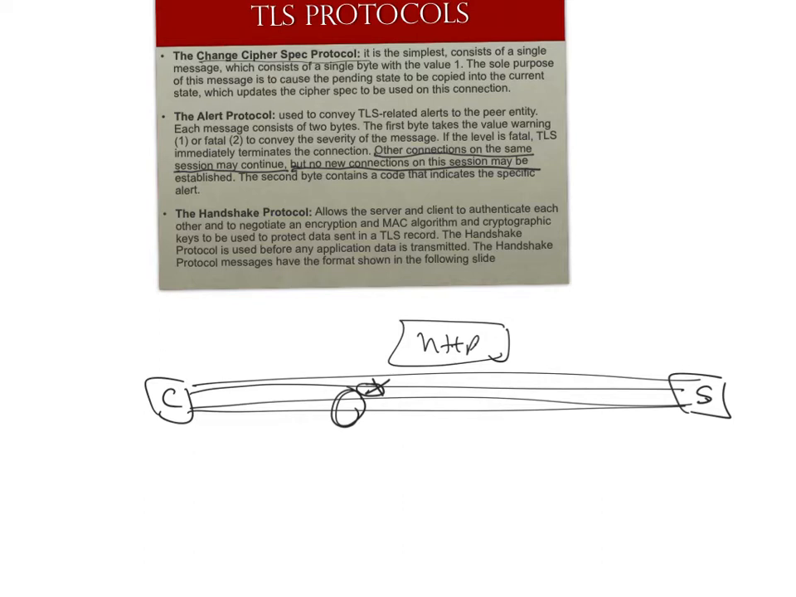If it's a fatal error, if it's a warning, no problem. But if it's a fatal error, this means that you have to go back to the handshake protocol and re-establish the session state from the beginning, re-establish a master key, and then and only then you can continue. Okay?